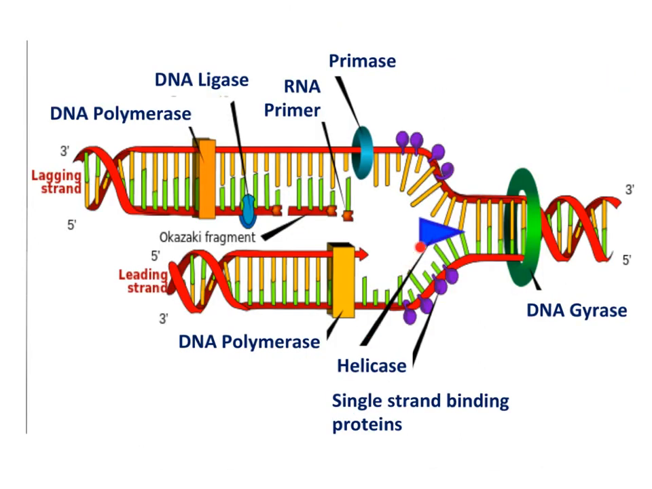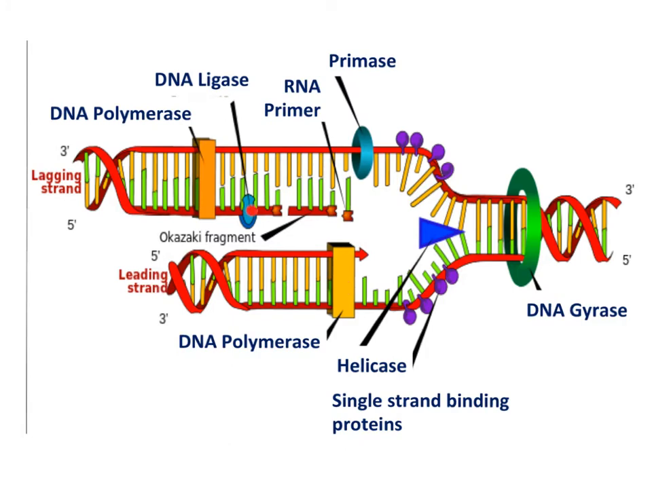In this image, we can see the helicase breaking hydrogen bonds, thus unwinding the DNA. We can see gyrase relieving any supercoiling of the DNA as it unwinds. We can see primase building short RNA primers to which the DNA polymerase will attach nucleotides as it synthesizes new DNA. DNA polymerase can be seen here and here.